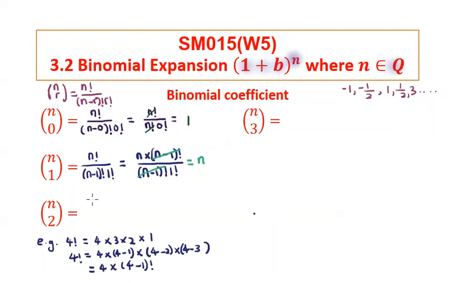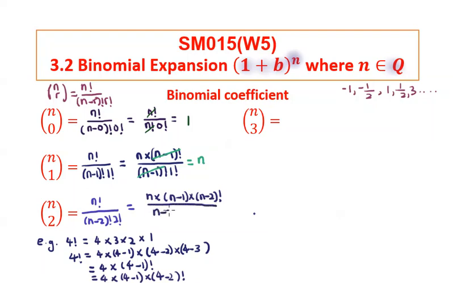Let's carry on. nC2 is n factorial over (n minus 2) factorial times 2 factorial. Like 4 factorial, n factorial can be written as n times (n minus 1) times (n minus 2) factorial, over (n minus 2) factorial times 2 factorial. Cancel out the (n minus 2) factorial at the top and bottom, remaining n times (n minus 1) over 2 factorial.